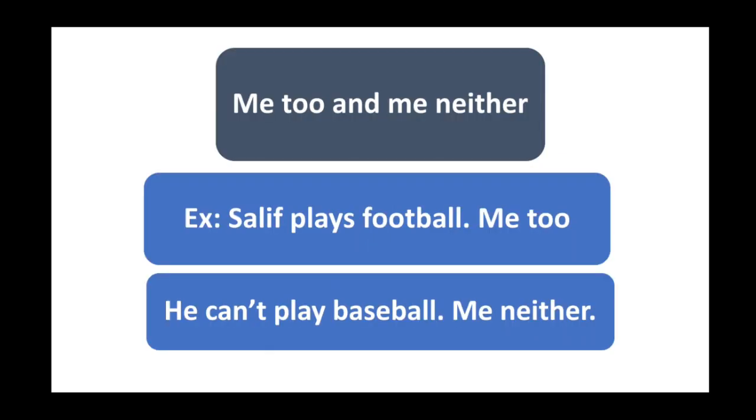Now we are going to see the last point of this lesson. Me too and me neither. This is an example. Salif plays football. Me too. He can't play baseball. Me neither. This last point is so simple, and it is usually used by people. Me too, me neither.